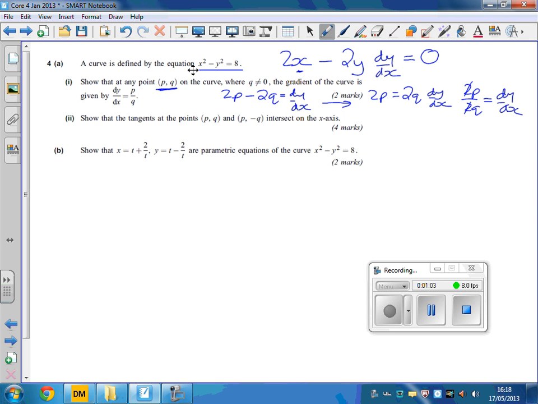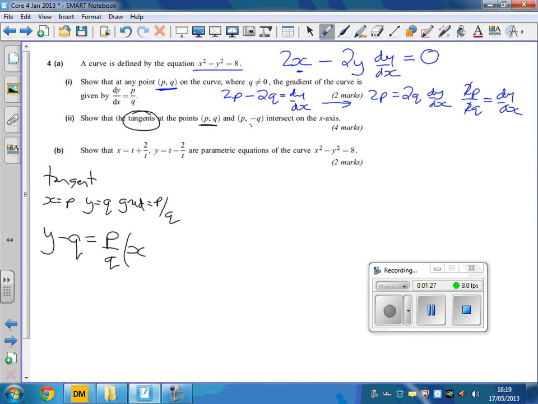So now we've got the one we just got here, and we're going to have another point as well, and we're being asked about the tangents. Well, the tangent that we're looking for has got an x value of P, a y value of Q, and a gradient of P over Q. Let's do that tangent. y minus the y number equals gradient times x minus the x number. I know I say numbers, but there's no numbers in this at all, is there? It's all just letters.